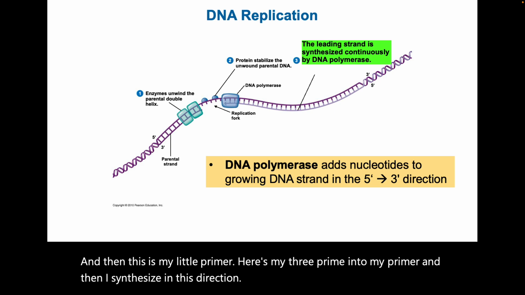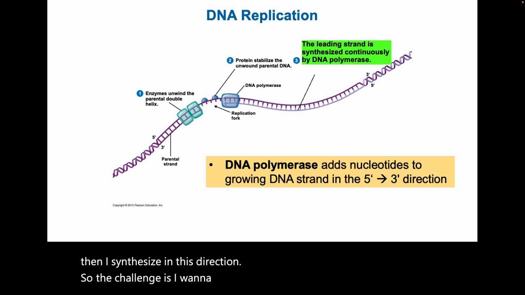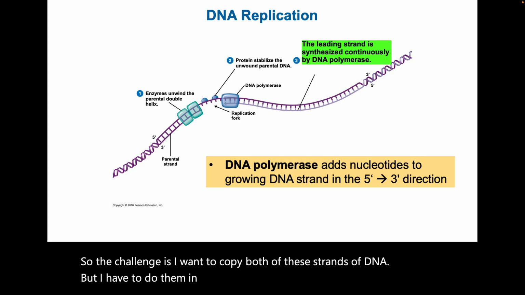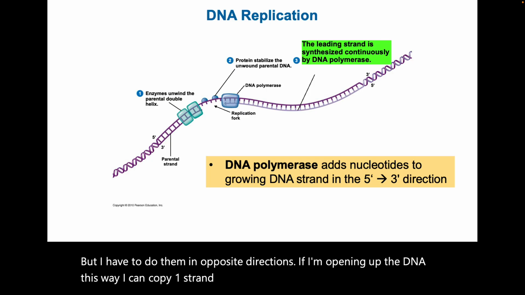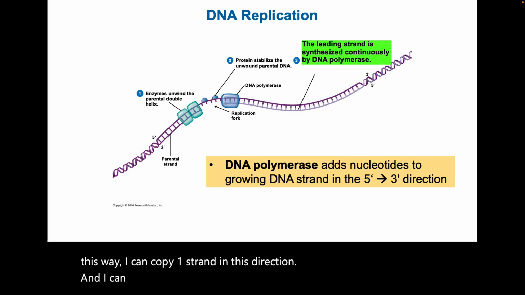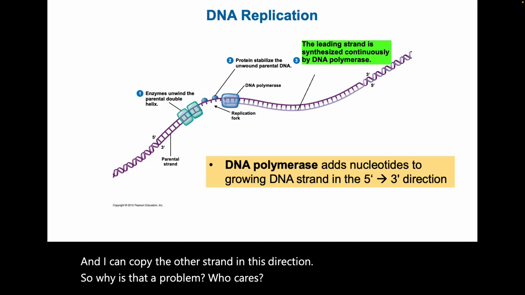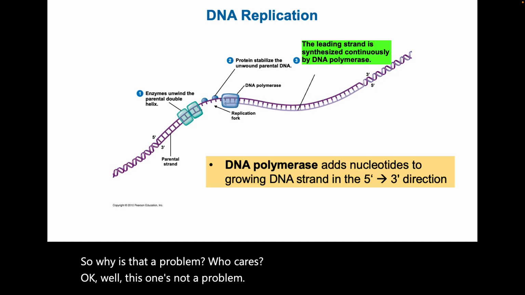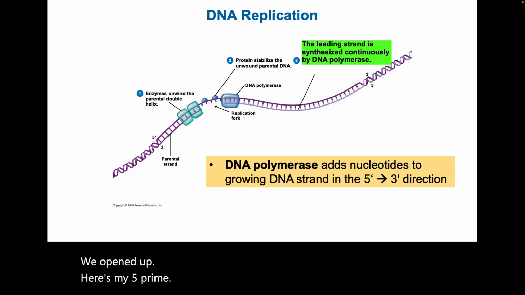So the challenge is I want to copy both of these strands of DNA, but I have to do them in opposite directions. If I'm opening up the DNA this way, I can copy one strand in this direction, and I can copy the other strand in this direction. So, why is that a problem? Who cares? Okay, well, this one's not a problem. We opened up. Here's my 5'. Here's my 3'. So I would put my primer right here, and I just start moving.